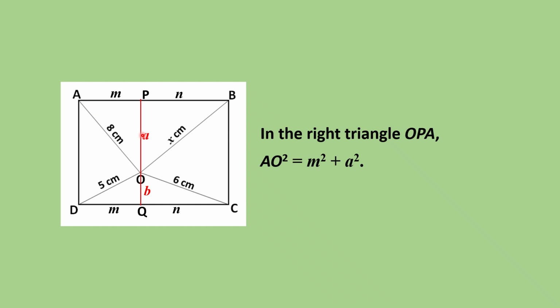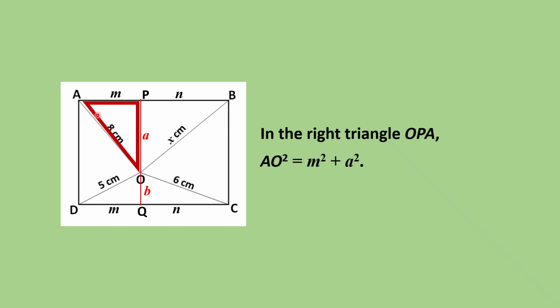Now look at the blinking right angle triangle. Since PQ is perpendicular to AB and DC, this will be a right angle triangle. Look at the blinking right angle triangle, that is OPA. 8 centimeters is the hypotenuse, and the base is M and the altitude is A. So we get AO square equal to M square plus A square.